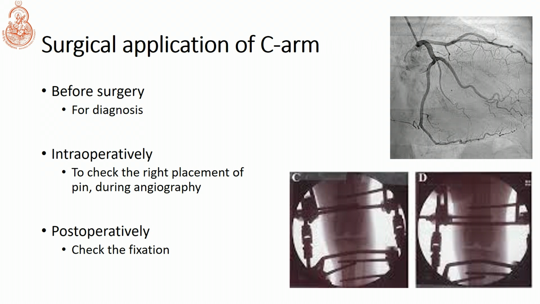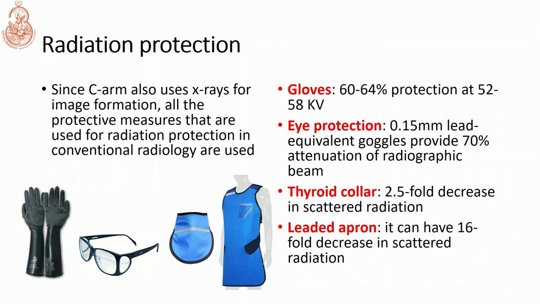What are the surgical applications of the C-arm? It can be used prior to surgery for the purpose of diagnosis, for example coronary angiography. Second, we can use it intraoperatively to check the right placement of a pin during the angiography procedure as well. And the third is during the post-operative period to check the fixation technique.